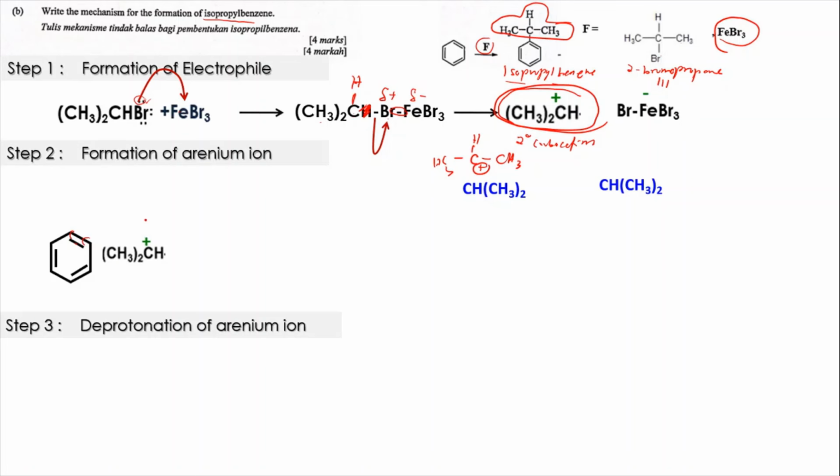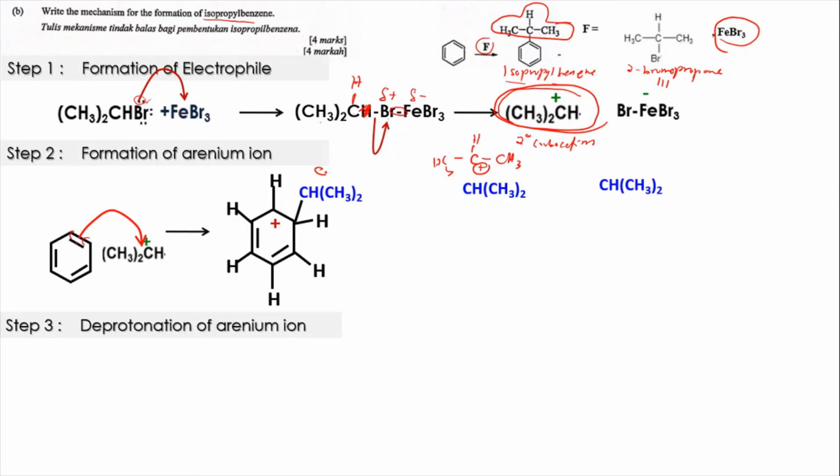So nucleophile akan menyerang electrophile. So the nucleophile is going to attack the electrophile because it has more electrons. Okay, so as a result, the carbon is going to be attached to the benzene ring. So it's going to become CH3, and then CH here. So almost the same as the answer.